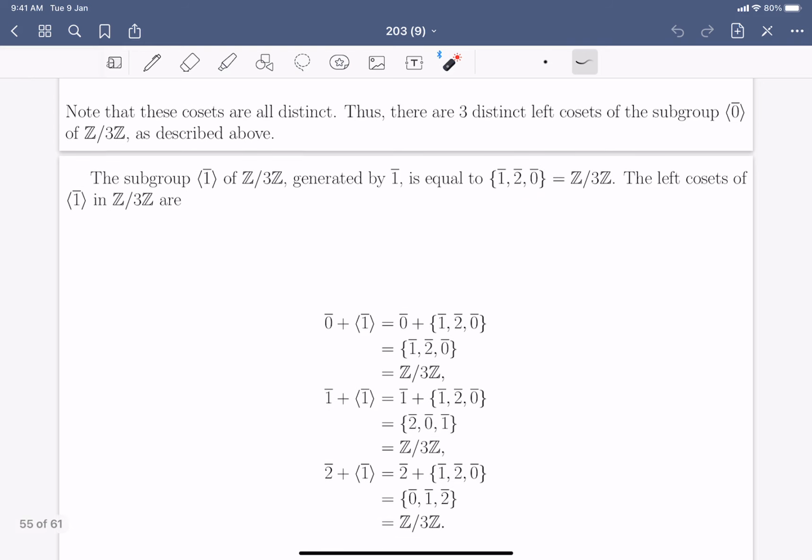So please do not say things like exactly equal to. When you say equal to, it means it is exactly equal to. I'm sorry for using that term exactly. This is equal to Z mod 3Z. So we see that, and now we study the left cosets of this subgroup.